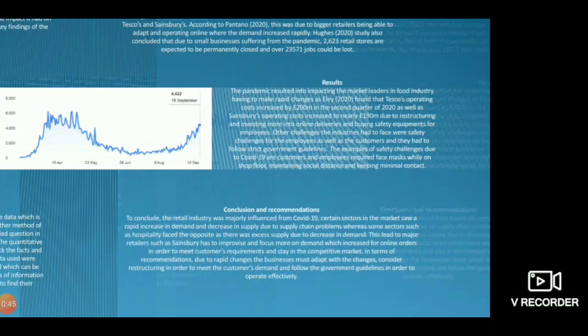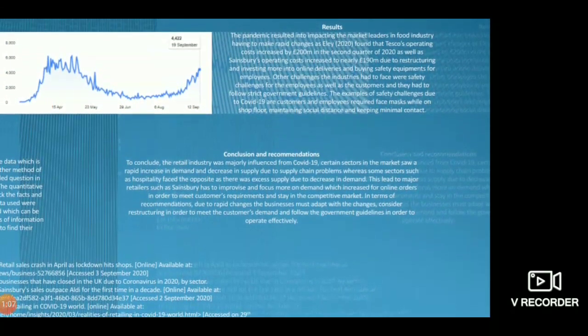Examples of a safety challenge due to COVID-19 are customers and employees requiring face masks while they were working, and maintaining social distancing and keeping contact to a minimum level in order to decrease the virus or not to spread it further.